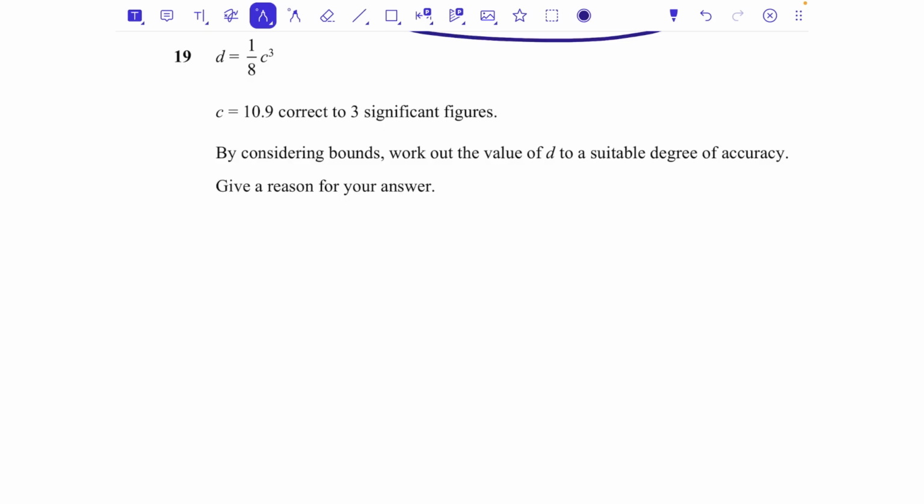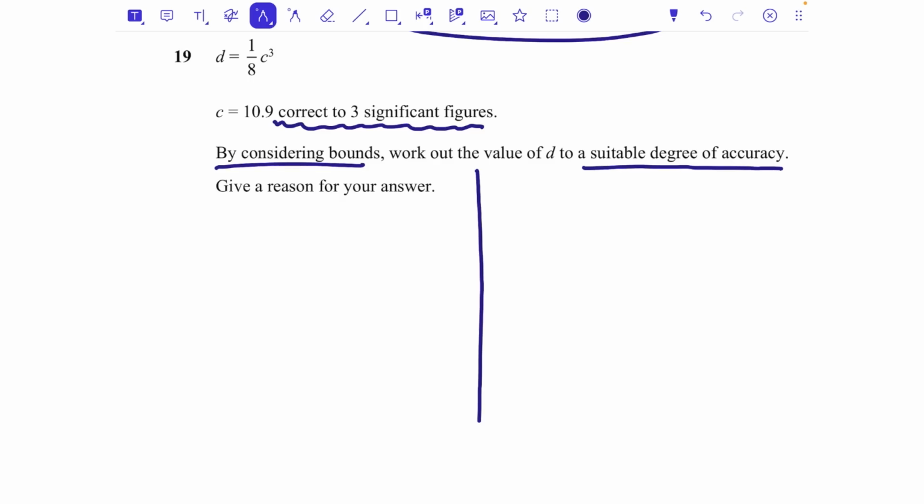Question number 19. D equals an eighth c cubed, where c is 10.9 correct to 3 significant figures. So that is a clue that that number has been rounded. By considering bounds, work out the value of d to a suitable degree of accuracy. So they're not saying give us the upper bound or give us the lower bound. They're saying by considering bounds. And that means you need to do the absolute biggest and the absolute smallest that it could be, and then compare them and see what a sensible answer would be. So let's do the upper over here, and let's do the lower over here.